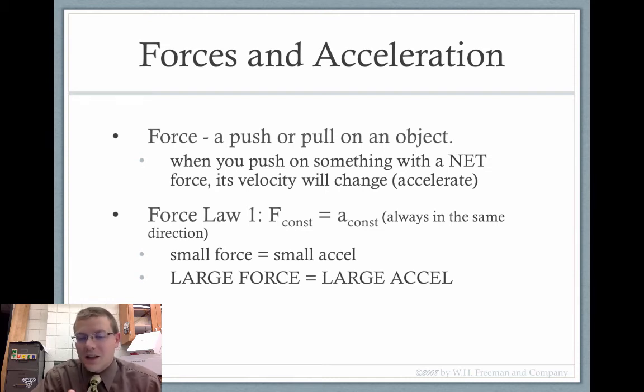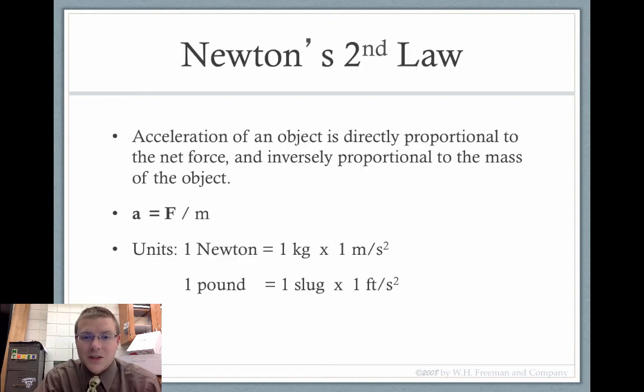What we can say is that a law of nature that we could follow is that if there's a constant force on an object, there must be a constant acceleration. That acceleration will always be in the same direction as the unbalanced force. And if we have small net forces, we'll get small accelerations. If we have large forces, we'll get large accelerations. Newton took that idea and put it into his second law.